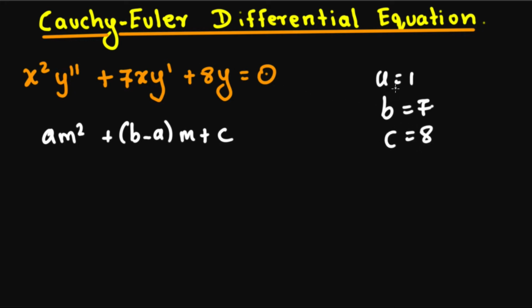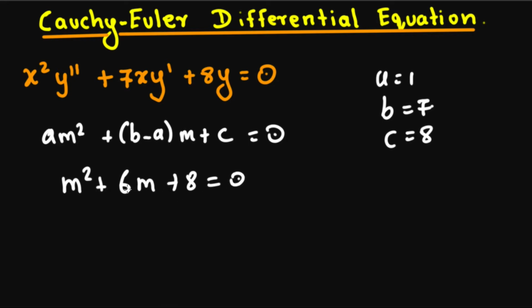Okay, now we just have to plug all these values into this auxiliary equation, and that's going to give us m squared plus (b minus a). b is 7 minus a is 1. 7 minus 1, 6. 6m, plus 8 is equal to 0.